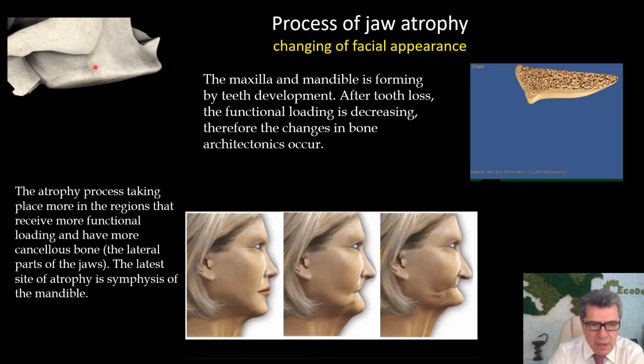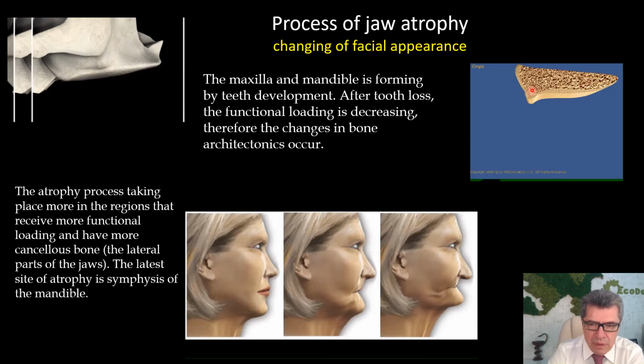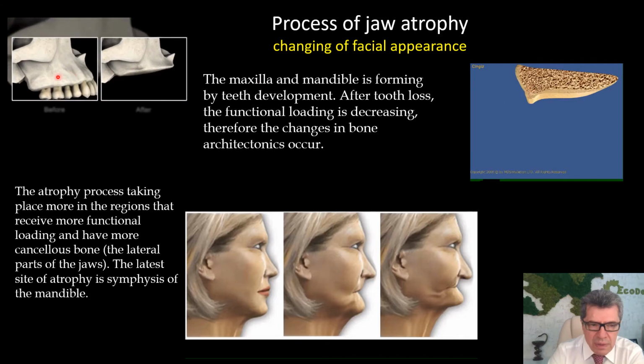Here are the details of the maxilla and the alveolar ridge without teeth, a long time after losing the teeth. You can compare the maxillary bone with teeth and without teeth.